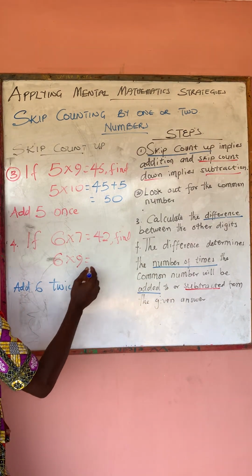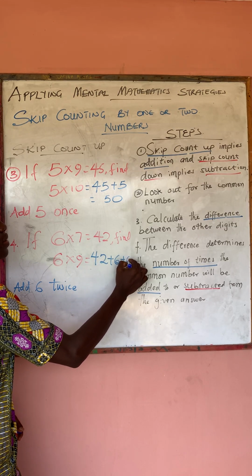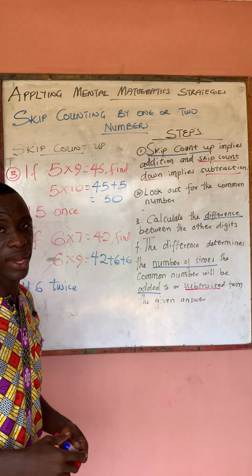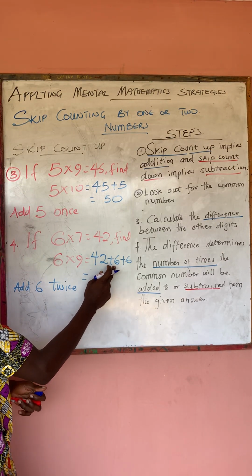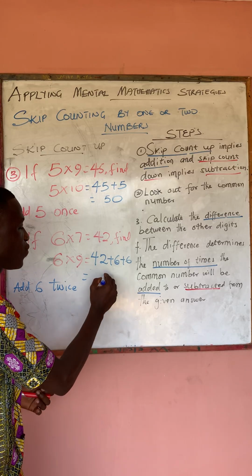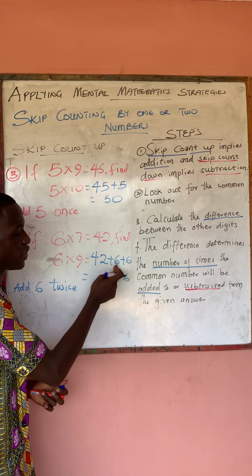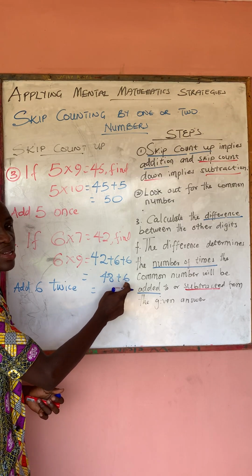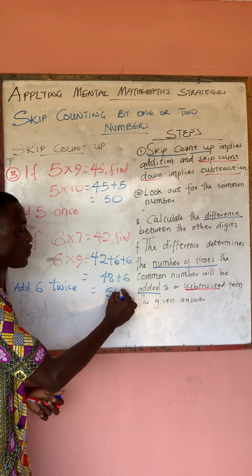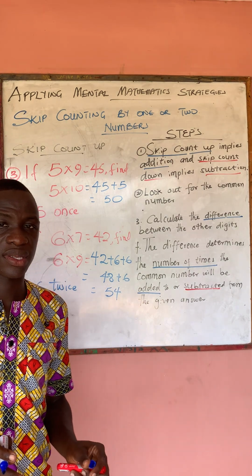Okay, so this is going to give us 42 plus 6 plus 6. Alright. Now, what's the value of 42 plus 6? That's equal to 48. So we get 48 plus 6. So we add it for the first time, then we add it for the second one. Okay. And 48 plus 6 is equal to 54. So 6 times 9 is equal to 54. Please help me understand it.